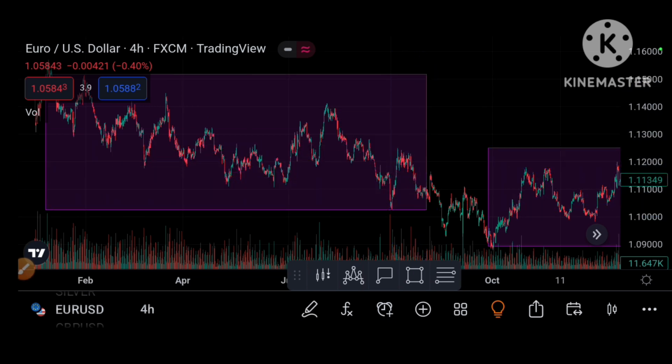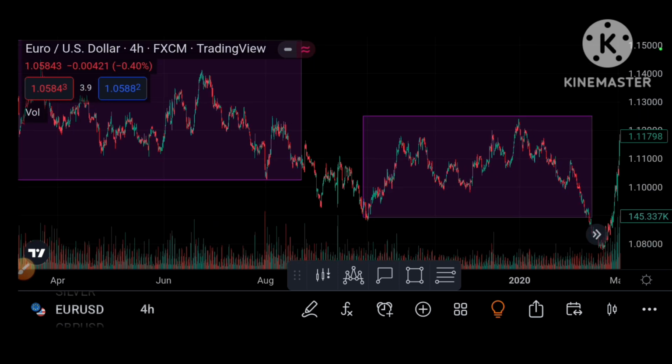This trend right here is what we call a downtrend. It's when the market is moving steadily down, or it can even be extremely fast depending on the volatility of the currency pair. Then let me give you another example of this.